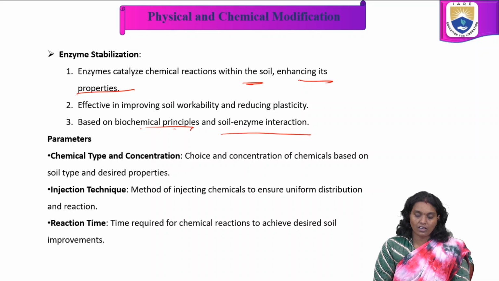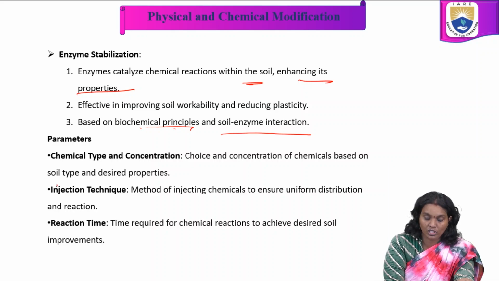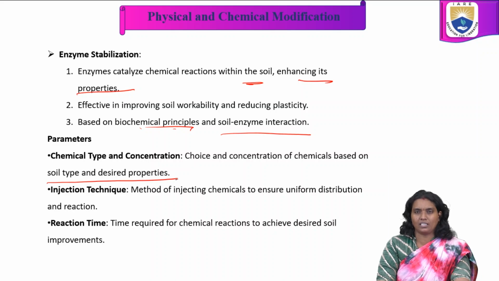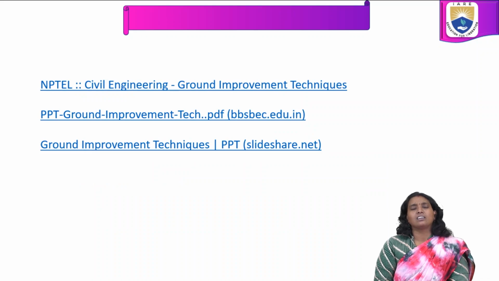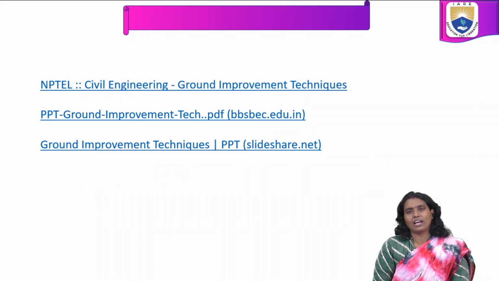Coming to the chemical type and concentration, the choice and concentration of chemical is based on the soil type and desired properties. Coming to the injection technique, the method of injecting chemicals ensures uniform distribution and reaction. Then the reaction time is the time required for chemical reaction to achieve desired soil improvements. These are some of the web references we are going to understand for the physical and chemical modifications.